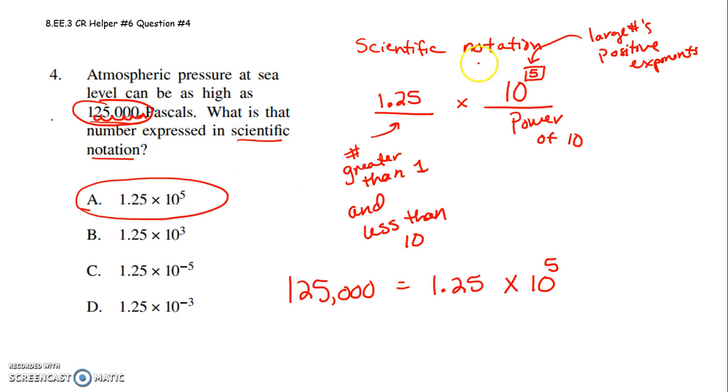I hope that helps. Scientific notation, two factors. First factor is greater than 1, less than 10. Second factor will be a power of 10. If you're given a large original number, that exponent will be positive. Once you relocate your decimal point, then you just figure out how many places you would have to move it, and that gives you your exponent on the 10. I hope that helps.